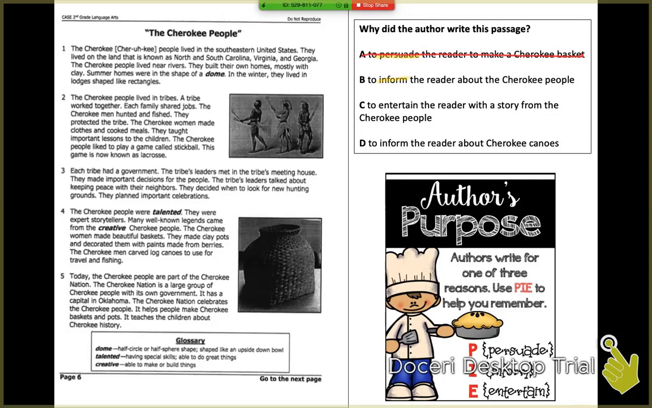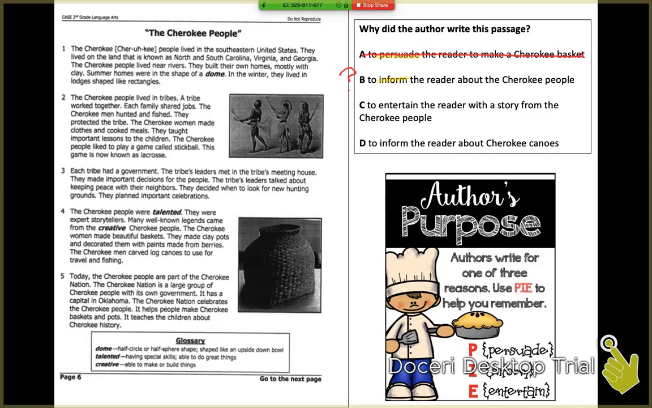I see a lot of facts and a lot of information about the Cherokee people. Paragraph 1 tells me where they live. Paragraph 2 tells me about their tribes and how they worked within their tribes. Paragraph 3 gives me information about the government. Paragraph 4 gives me different facts about things that they made. And paragraph 5 informs me about the Cherokee Nation today. So I definitely think I have enough evidence to support B, so I'm going to put a maybe there.